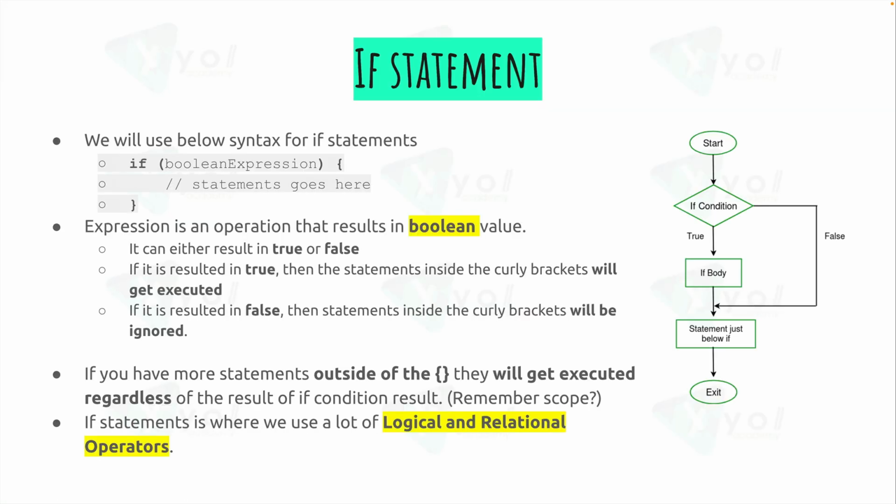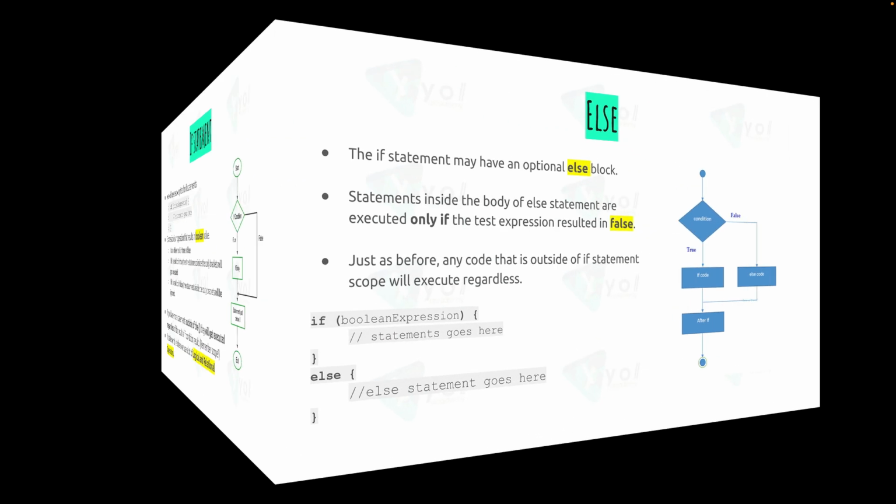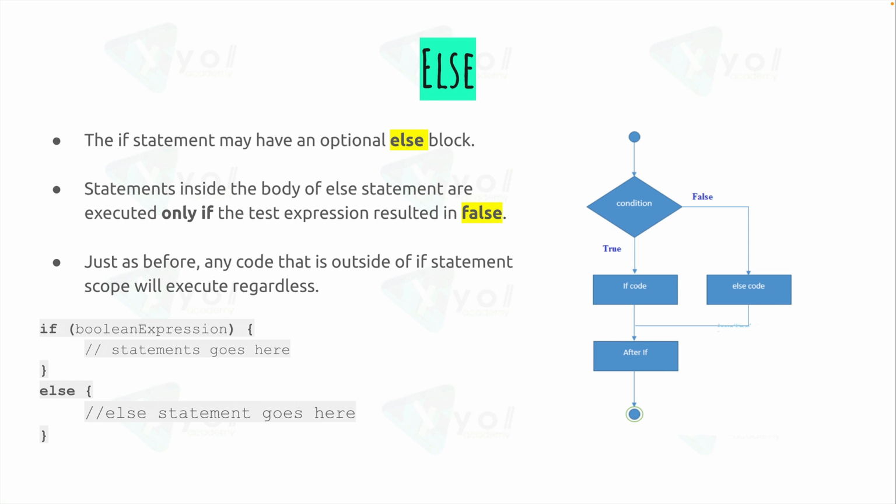Next, we want to understand the if-else statement. Now the else part, the else block or else clause, is an optional addition to the if statement. We need this block when we want to execute specific instructions when the condition becomes false.